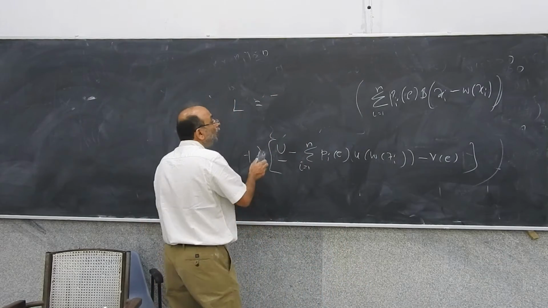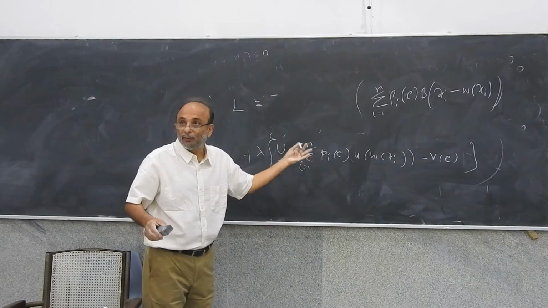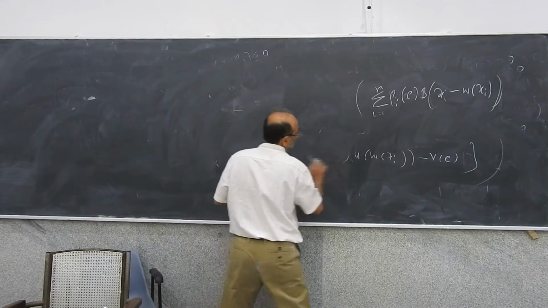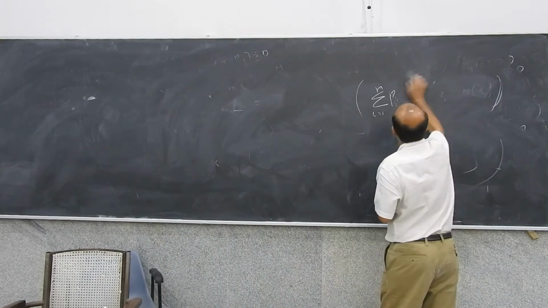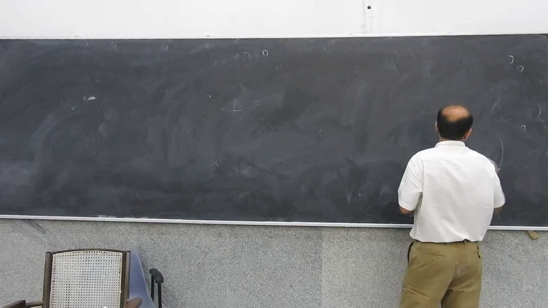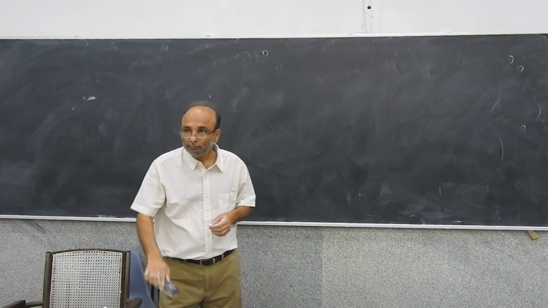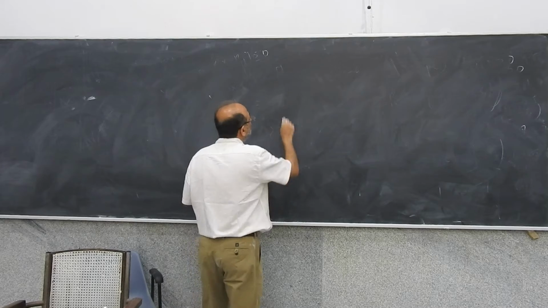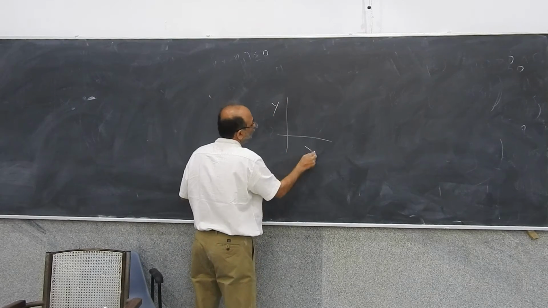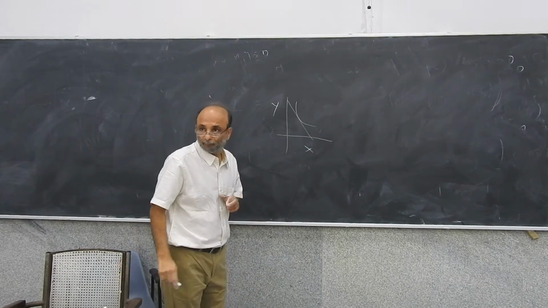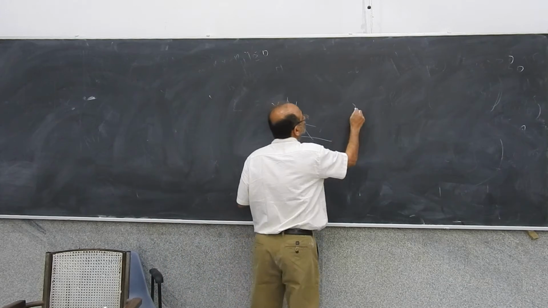Okay, do you know why we write a Lagrangian like this? The reason we write it like this is, go back to your two-person problem. I'll write this all again. You have y, you have x, you have the budget line, you have indifference curves. So what do you have here?